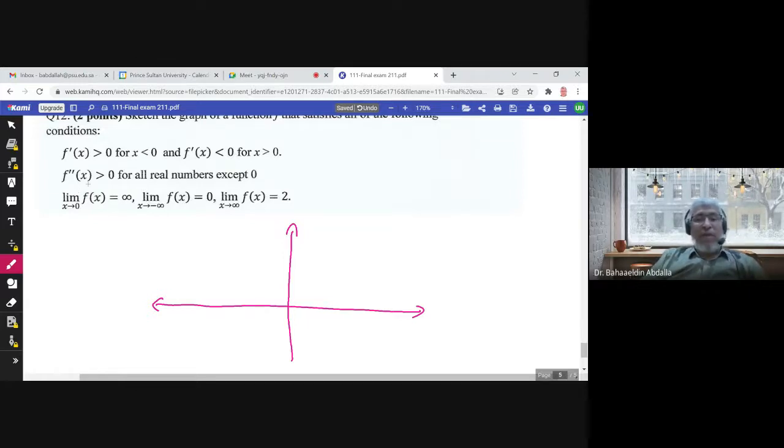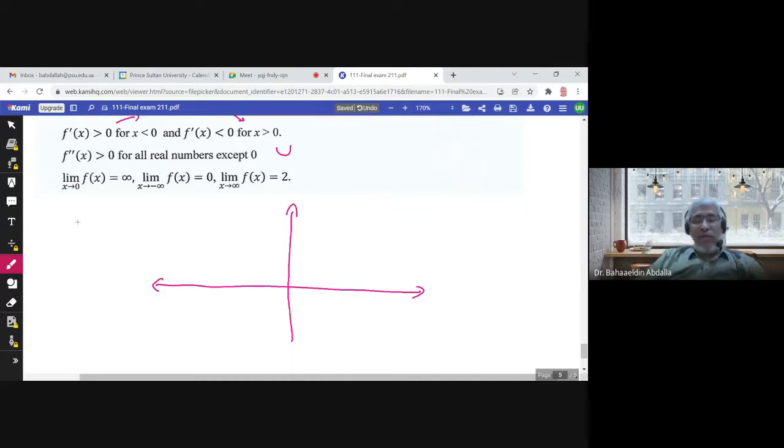F double prime is greater than 0 for all real numbers, so the function is concave up. Here it's increasing, here it's decreasing. The limit of f of x when x approaches 0 is infinity. This means that this line, x equals 0, is a vertical asymptote, and when x approaches 0, the function goes to infinity.